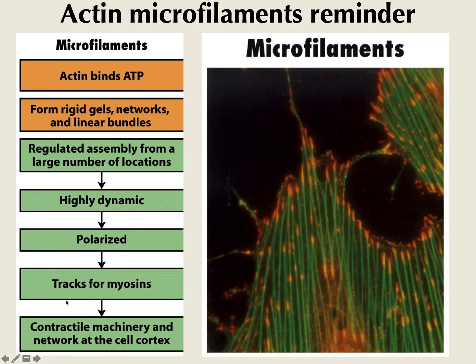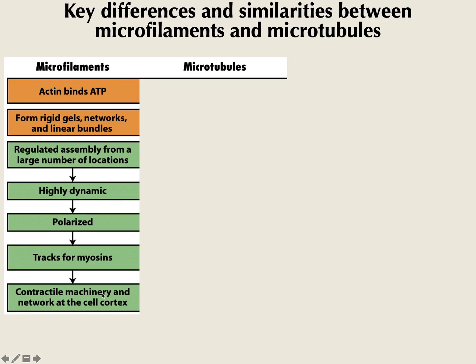They tend to serve as tracks for dedicated motors, the myosins, and you've seen the myosins actually walk on actin filaments using atomic force microscopy. And they are the main part of what's at the cortex of cells. So if we use this as a reference point to look at microtubules and try to identify both shared properties as well as key differences, here's how it goes.